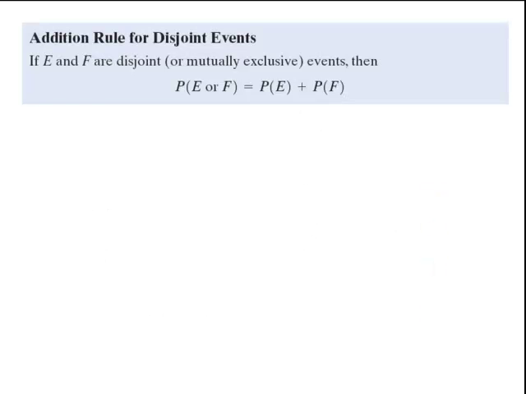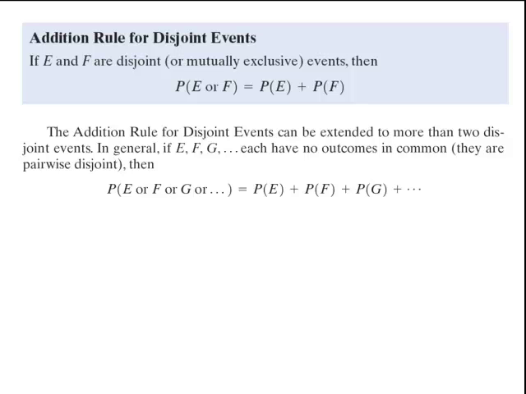This is the addition rule for disjoint events. The probability of E or F happening is equal to the probability of E plus the probability of F. Now this can be extended to more than 2 disjoint events. So if we have 3 events and they're all disjoint, the probability of E or F or G would simply be the probability of E plus the probability of F plus the probability of G. And of course this can continue depending upon your number of disjoint events.